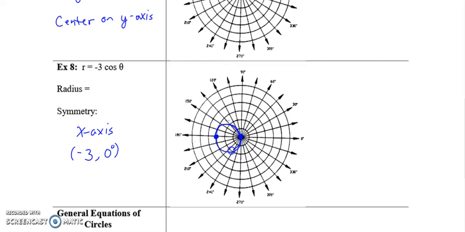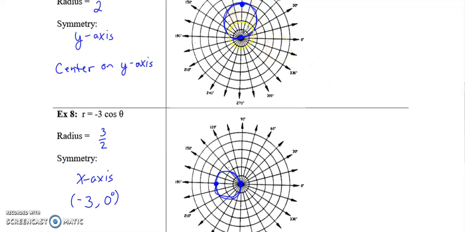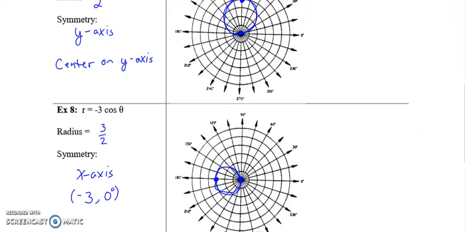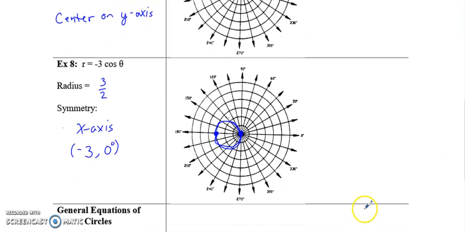Now, this time the radius is 3/2, 1.5. Again, how big is that? Because from 0 to 3 is your diameter, like up here, 0 to 4 was a diameter of 4. The diameter is 3, so what's the radius? Exactly. And that center is on the x-axis.